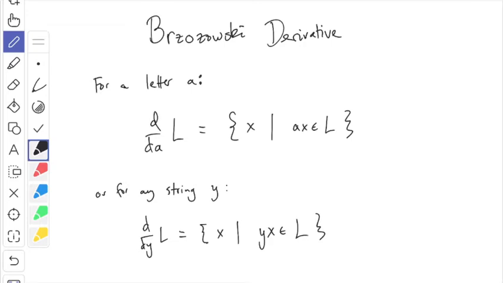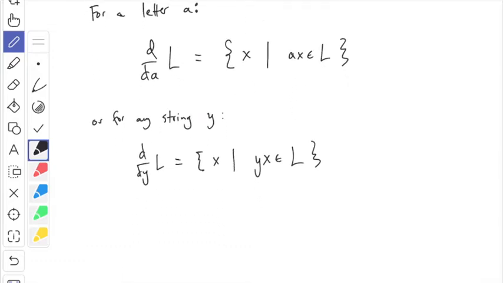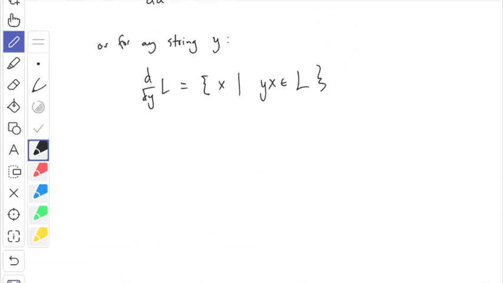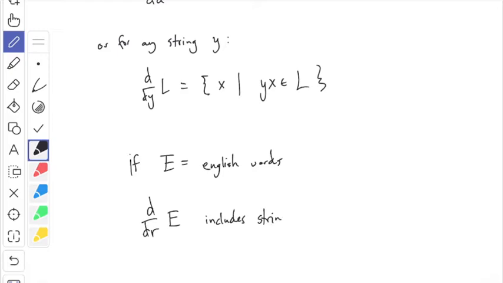Yeah, this is the derivative. So I said at the very end last time some cute examples using the English language. If I let E be the set of all English words, then for instance, let's say d_r of E. This includes strings like... The derivative with respect to R means you choose some string in the original set which begins with R, and then you take the R away, and you say what's left over.